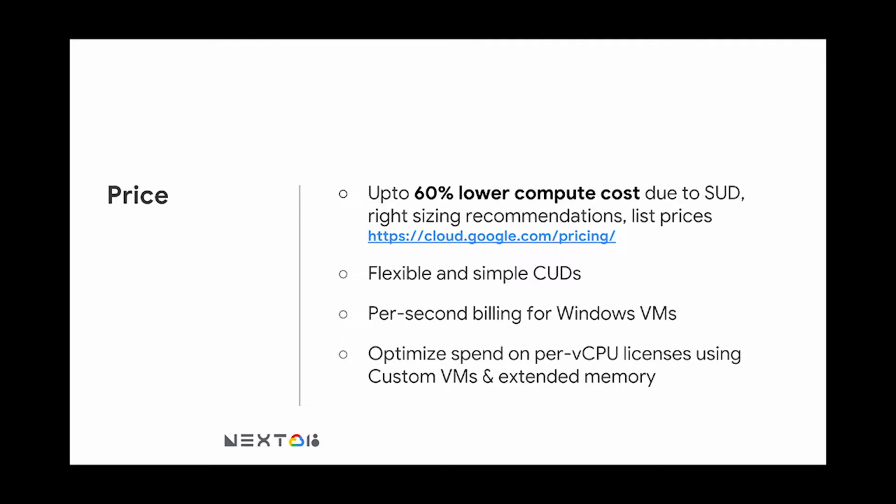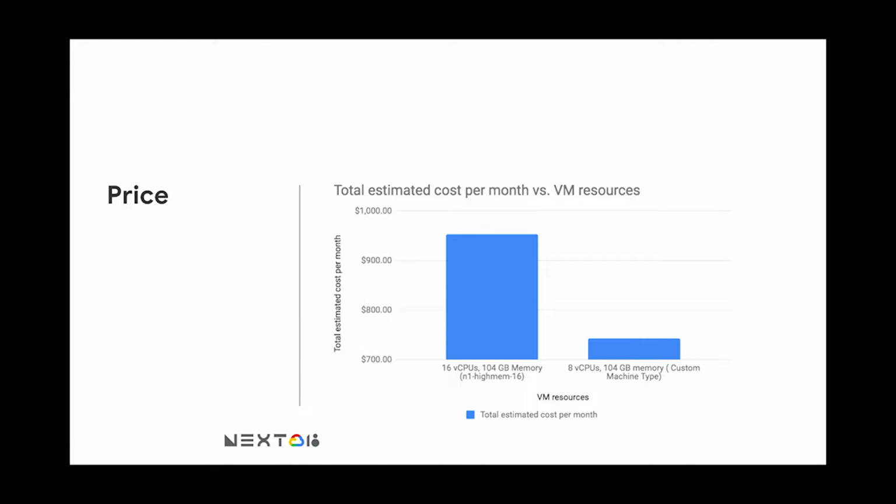One feature I'd really like to talk about, especially with Windows and SQL Server: when you're running licensed software on VMs, these licenses charge on a per vCPU basis. So when you have features like custom VMs and extended memory, you can actually get a lot of cost savings. A lot of customers, especially when they're running SQL Server, want to go for the N1-16. The first bar over there shows you the estimated cost of running Windows with the licenses for a month for N1-16. But let's say you're running that not because you need 16 vCPUs, but because you really need that 104 gigabytes of memory, since your workload is memory intensive.